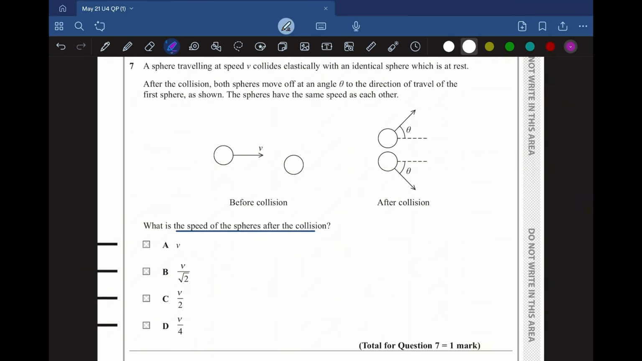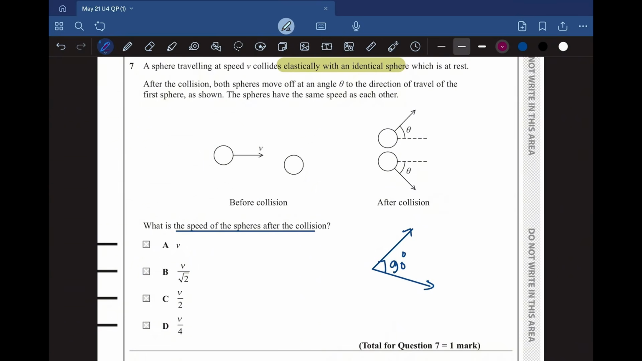In this question, there is a very important thing that you will have to notice as soon as you read it. It says they collide elastically with an identical sphere. We know that when two identical spheres collide elastically, the angle between them after the collision will be 90 degrees.